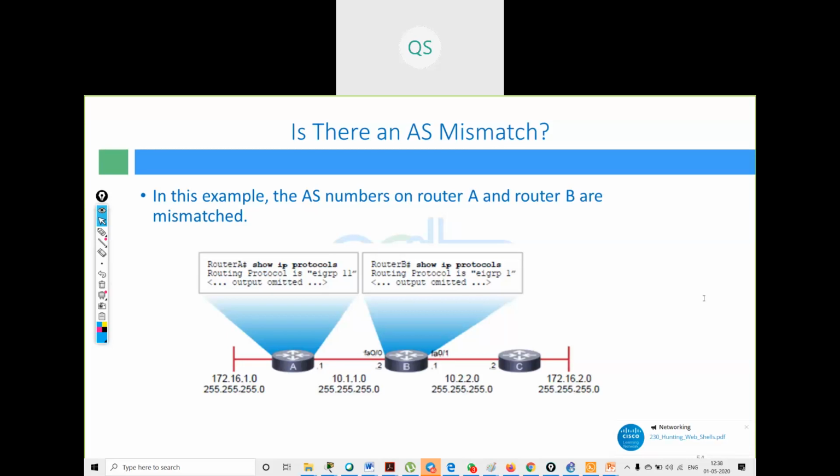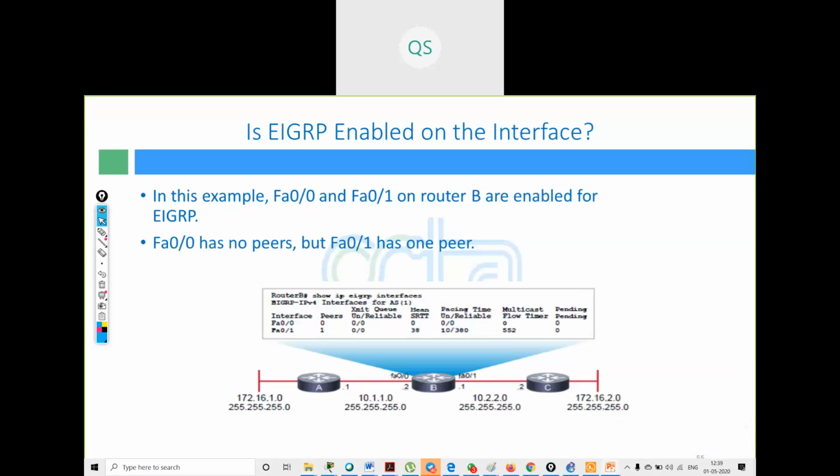The interface is up. So I told you the requirements to become neighbors. The first one is the AS number. Is EIGRP enabled on the interface? How to check? Show ip eigrp interfaces. You can see FastEthernet 0/0 is not having any peers, but FastEthernet 0/1 is having one peer.